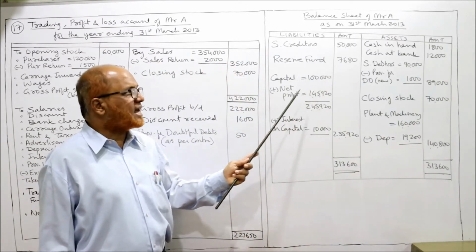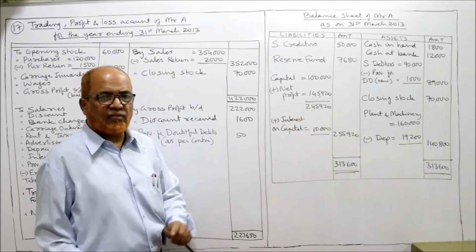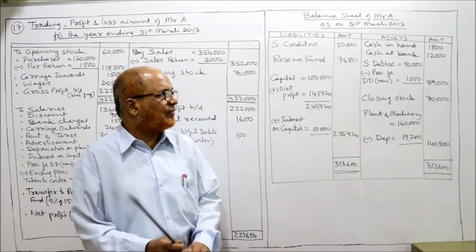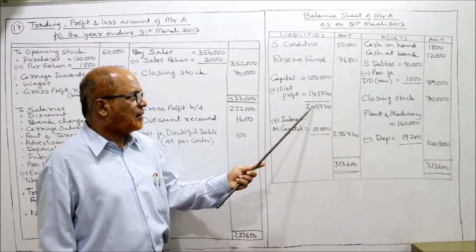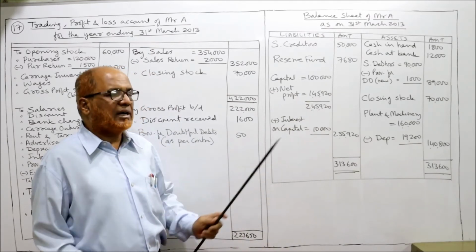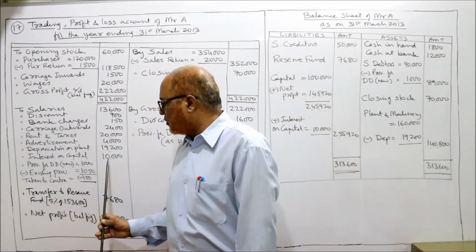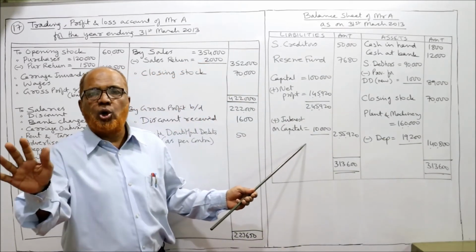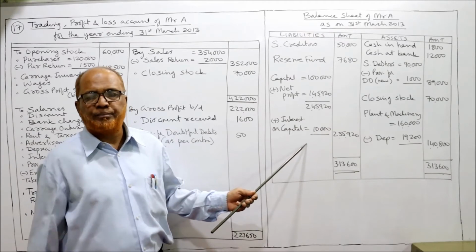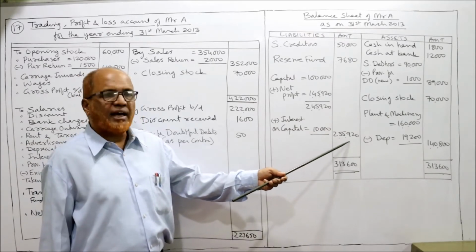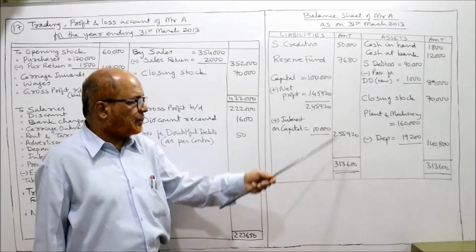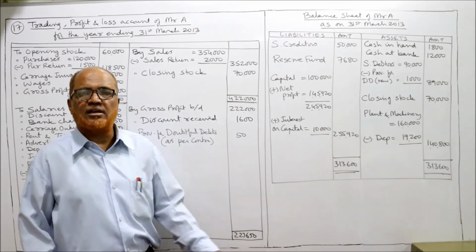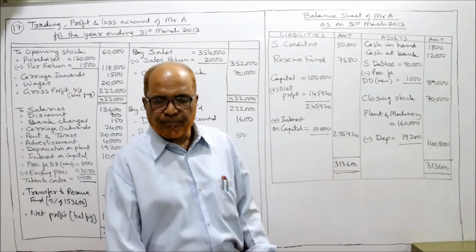Capital 1 lakh rupees. Add net profit, which we just now got in the P&L account, 1,45,920. Add up. Plus interest on capital 10,000, which we have debited to P&L account; that interest on capital is added. There are no drawings in this problem. So 2,55,920 is the closing capital. Add up 3,13,600. Balance sheet tallied.